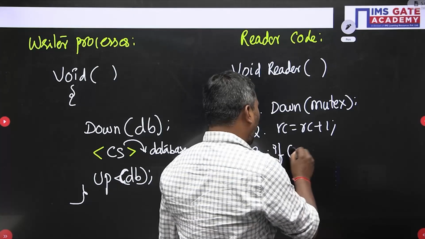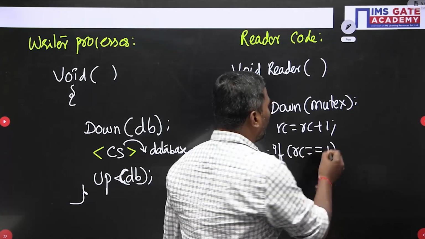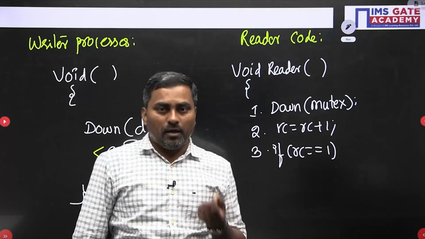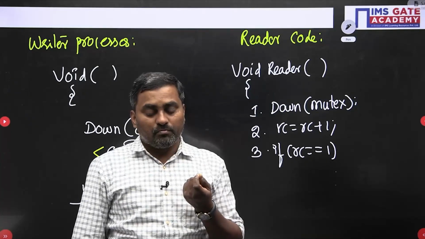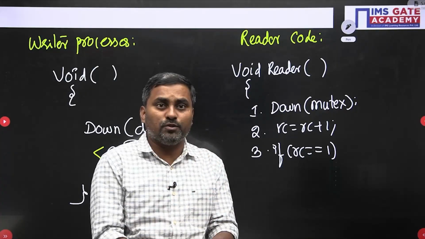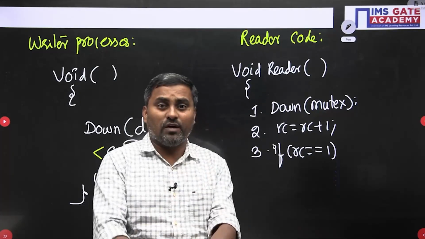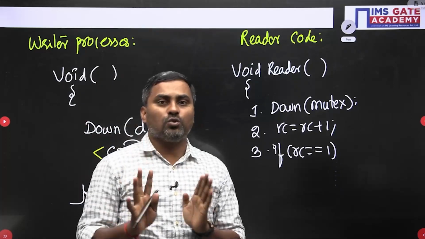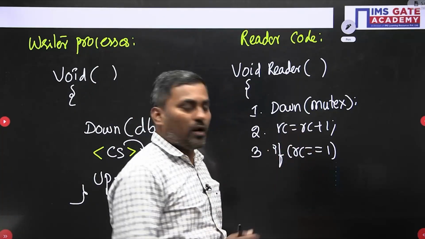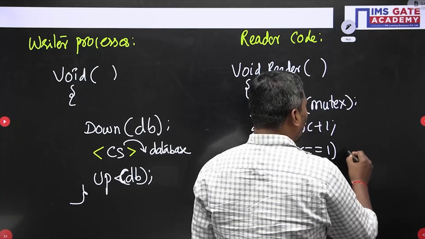If RC equal to 1, what does this line say? As I told already, the first reader's responsibility is to down the database, meaning once the first reader enters the database, no writer should come, right? That is the reason, I am the first reader. If RC equal to 1, what should I do?